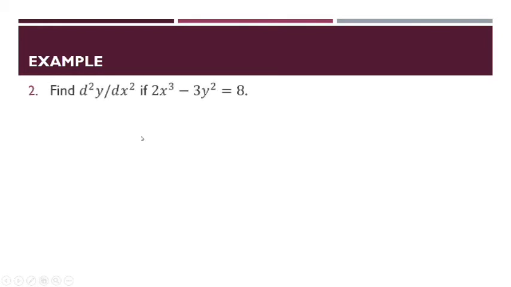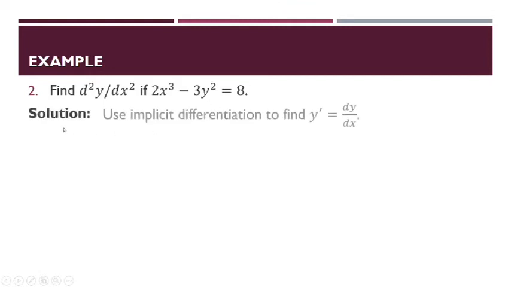Example number 2, we have find d squared y by dx squared if 2x cubed minus 3y squared is equal to 8. So, hanapin natin ay yung second derivative. So, the first thing na kailangan natin to find the second derivative is to have the first derivative. Since this is an implicit function, so implicitly defined function, hindi siya naka in terms of x, and hindi rin natin basta-basta mai-solve yung y in terms of x. So, as a solution, use implicit differentiation to find the first derivative.